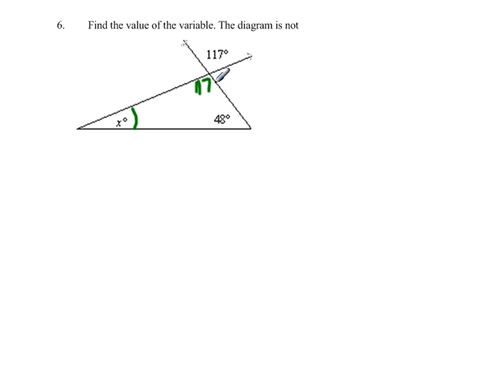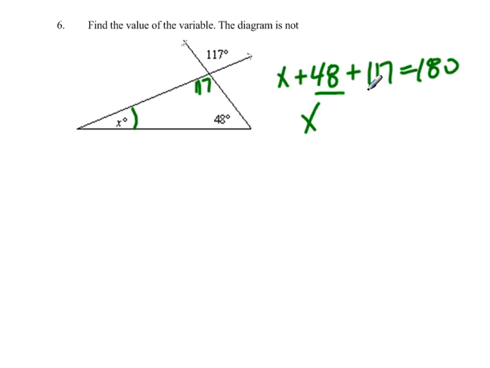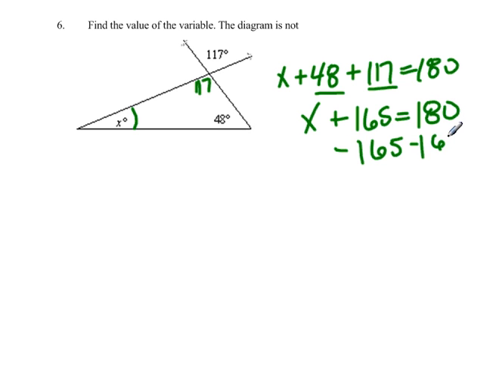This angle is 117. So therefore, x plus 48 plus 117 will have to equal 180 because that is a triangle. So we have 48 plus 117. I combine my like terms. That adds to 165. X plus 165 equals 180. Subtracting 165 from both sides. Sorry, I skipped that step. So x is equal to 15 degrees.